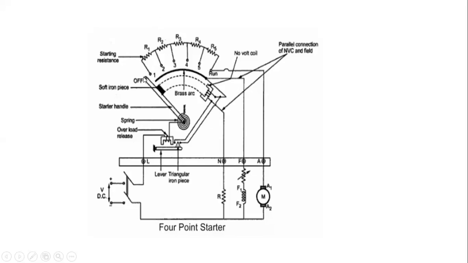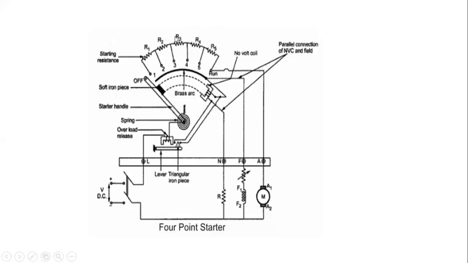The other constructional parts are the same as those of a 3-point starter. The only difference is that the neutral is added. That will be connected to the no volt coil, and the no volt coil to the ground.